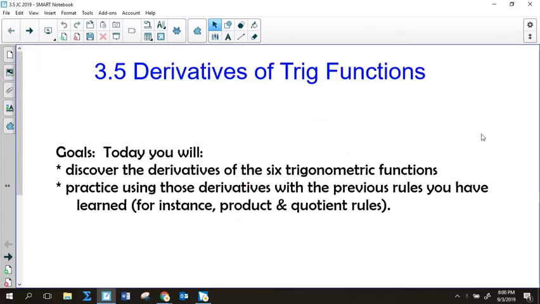Hey everyone, today you're going to be learning about the derivatives of trig functions. And we're going to focus on the six derivatives of the main trig functions. And then we're going to apply those rules to a couple of practice problems involving the product and the quotient rules.